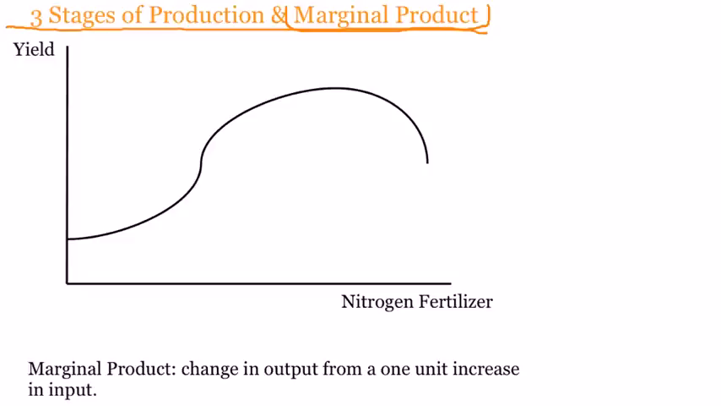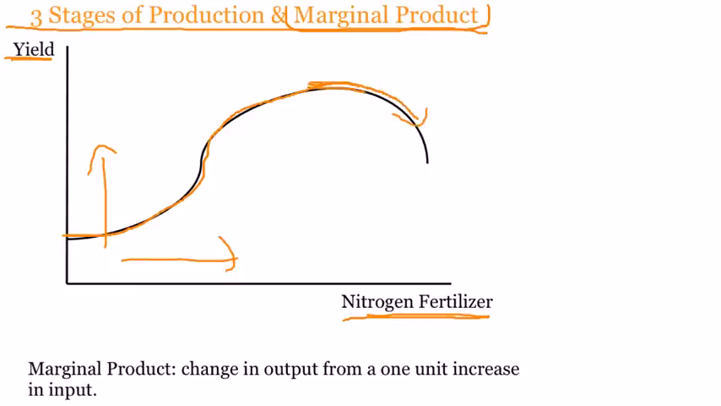Here we have a graph with yield. We can say wheat yield on the y-axis and nitrogen fertilizer, which is an input into wheat production, on the x-axis. And here we have a production function tracing out the relationship between nitrogen use and wheat yields. For the most part, when you apply more nitrogen, you get more yield, but there does become a point when the nitrogen burns the plants and causes wheat yields to fall.